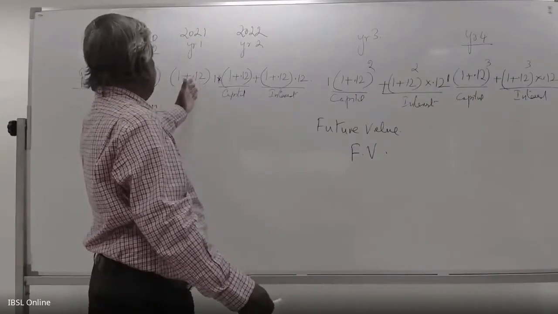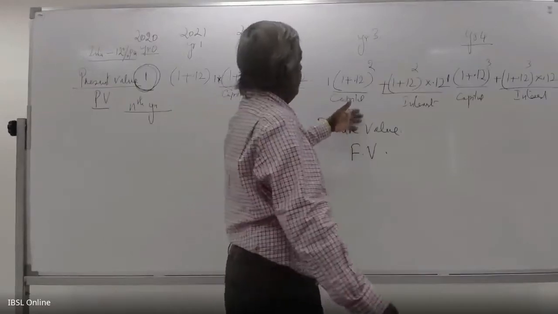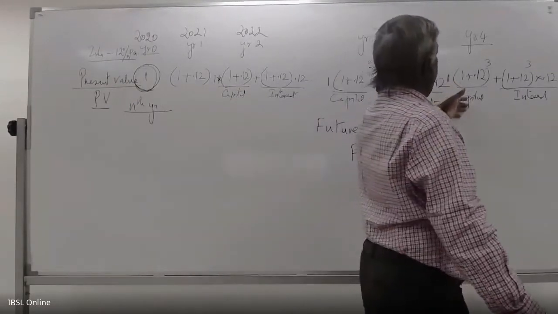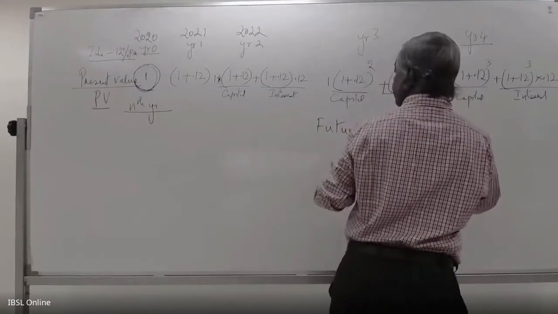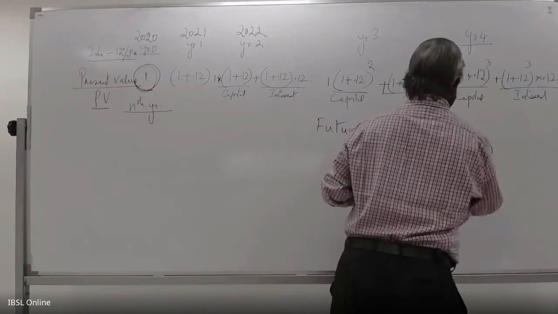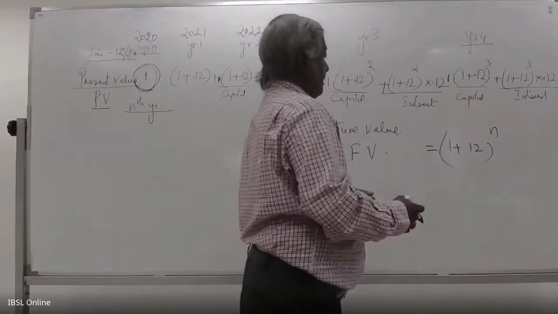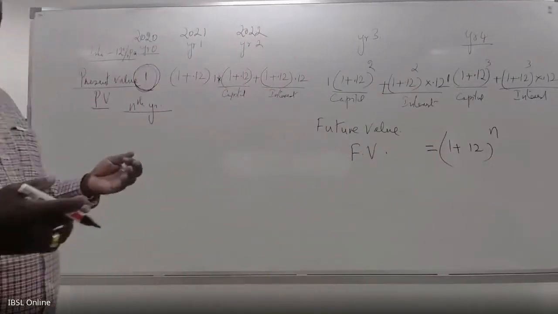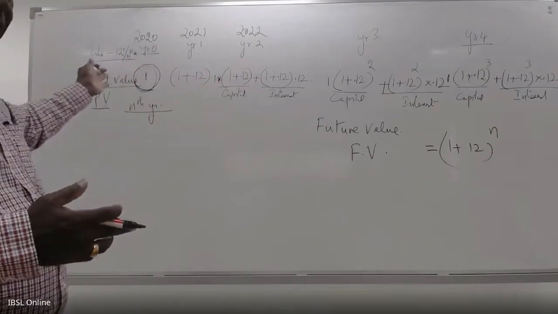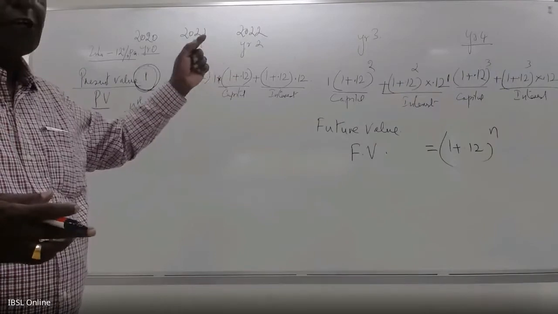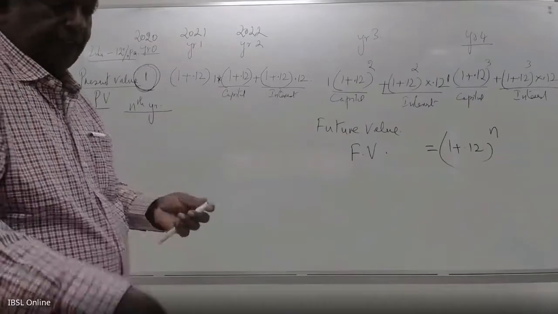All these are future value of the money. This is the future value of the money in year 1, this in year 2, this in year 3, this in year 4. So in the nth year, the future value of the money is 1 plus 0.12 to the power n. This is for 1 rupee. The present value we have is 1 rupee, and this calculation is for 1 rupee.